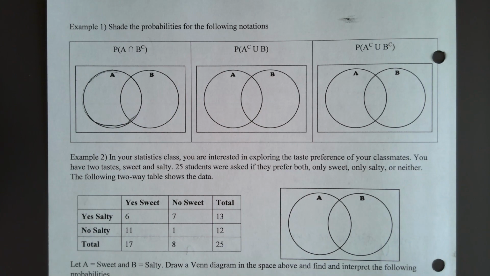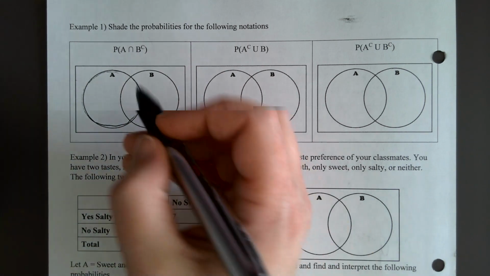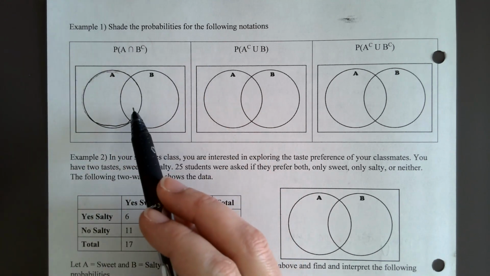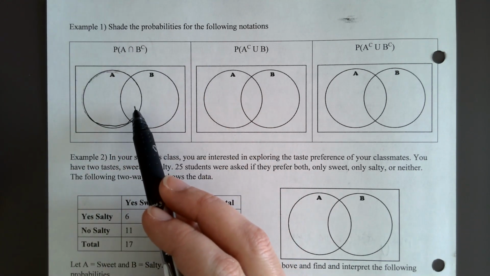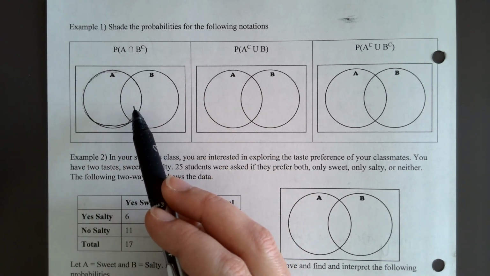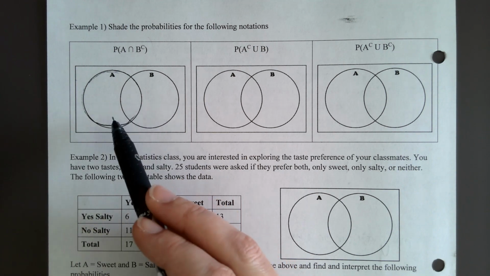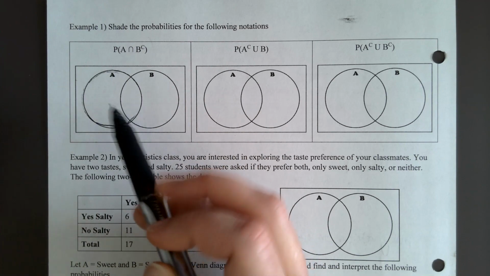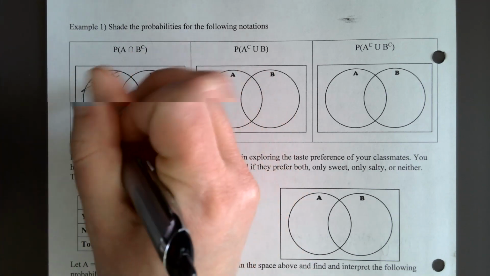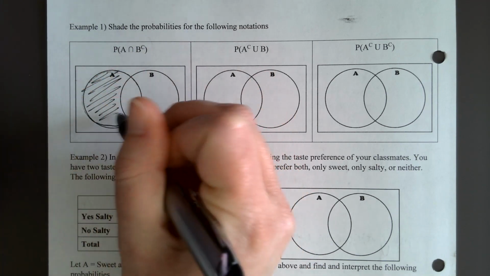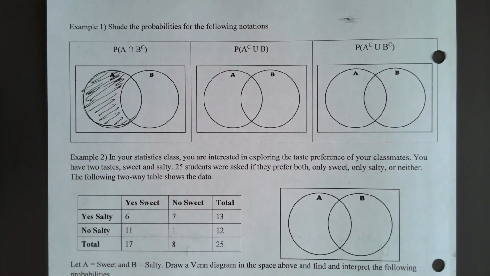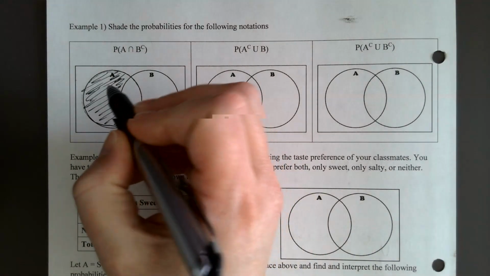So we want everything in A happening, but we don't want B to occur. So we want to figure out where A occurs, but not B. So where does A occur? A occurs all in the circle, but not B. That's only in this little section right here. So we're going to figure out where does A happen, but not B? All over here.